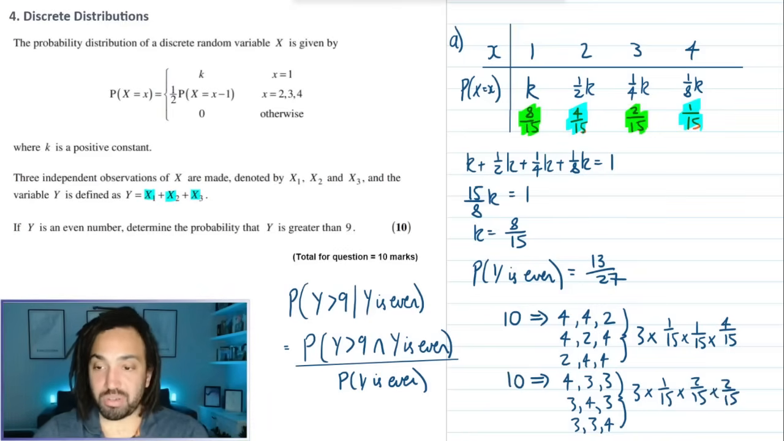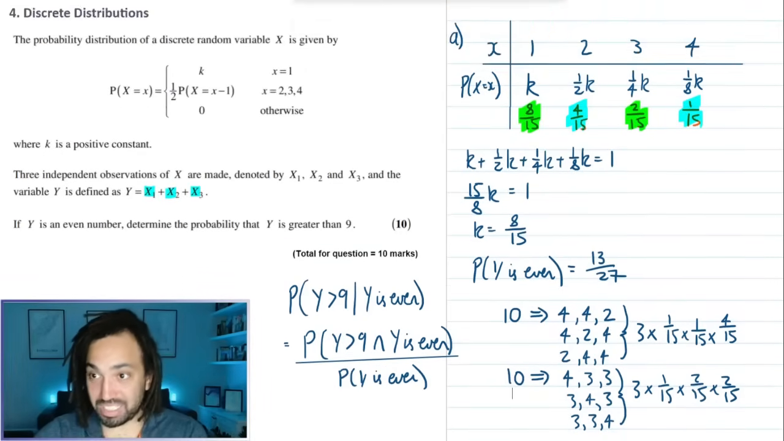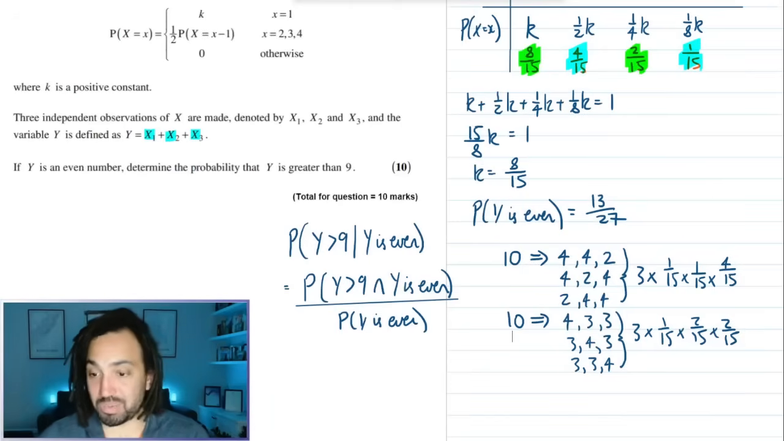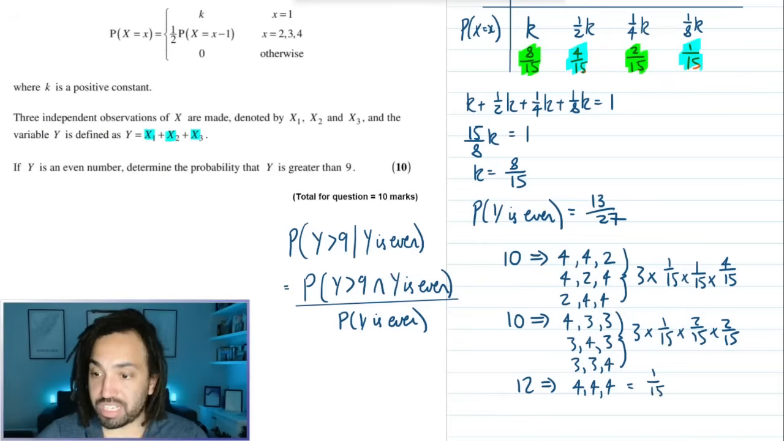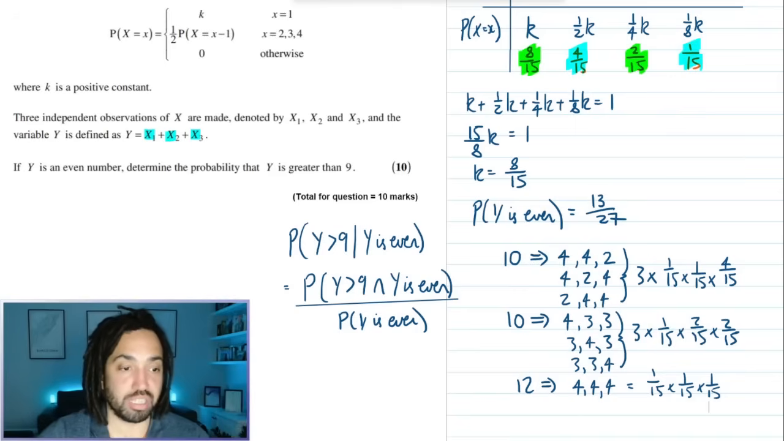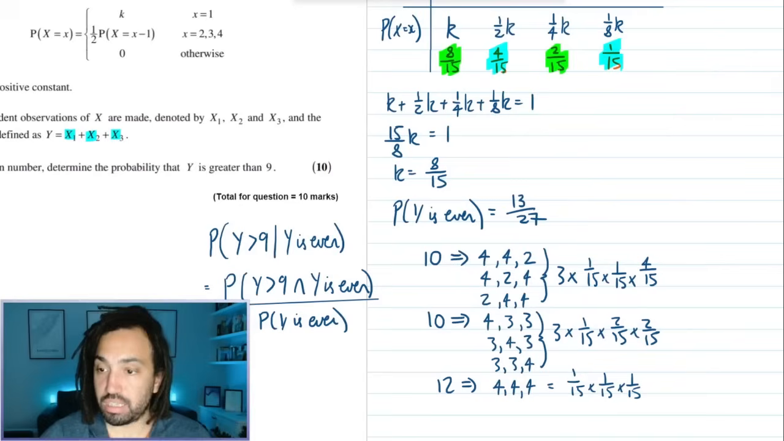Okay, we're still not quite finished though, because you could also get a 12. Now there's only one way of getting a 12, and that is getting all 4s. So that will be 1 over 15 times 1 over 15 times 1 over 15. I need to go to my calculator to work these out.